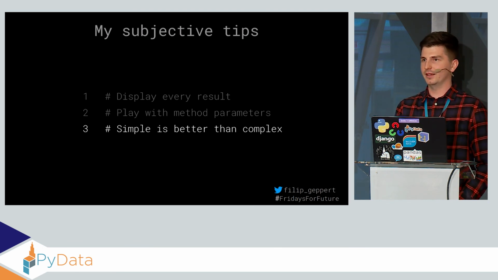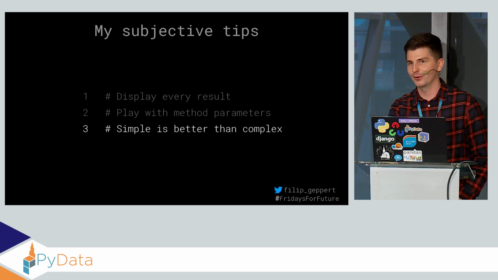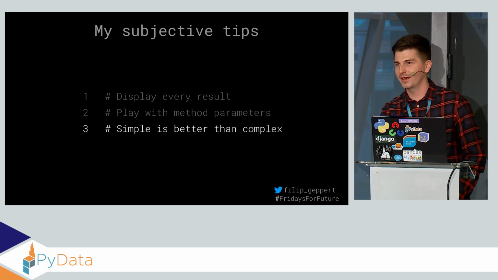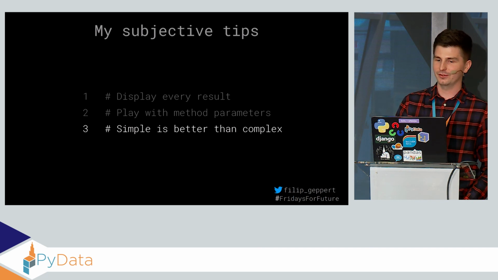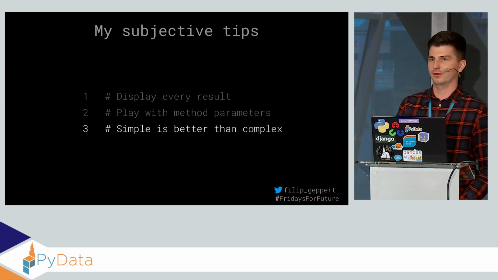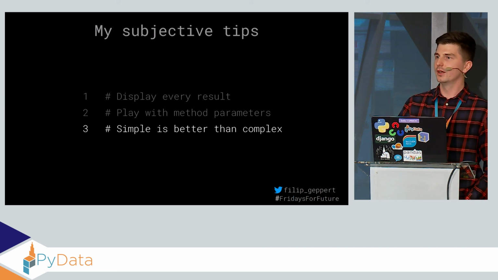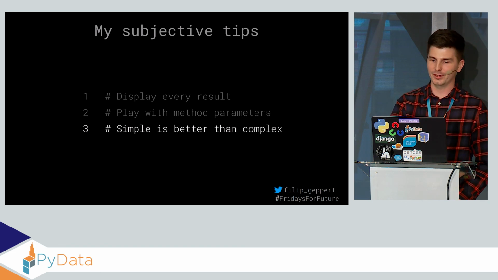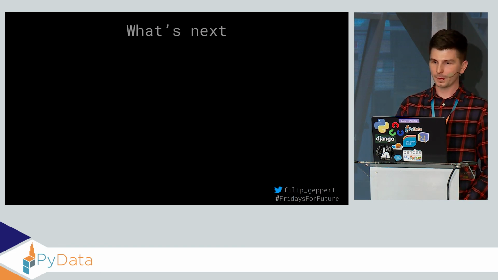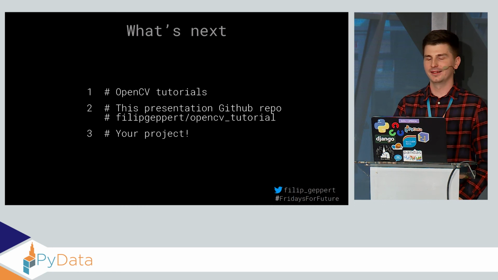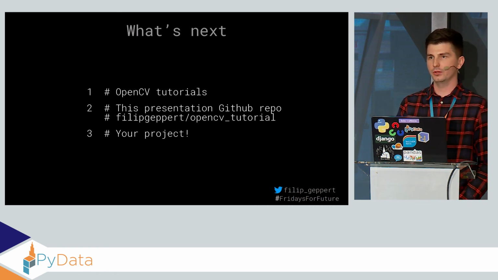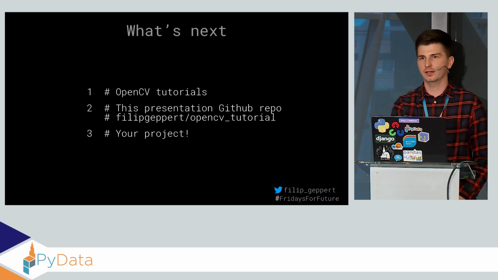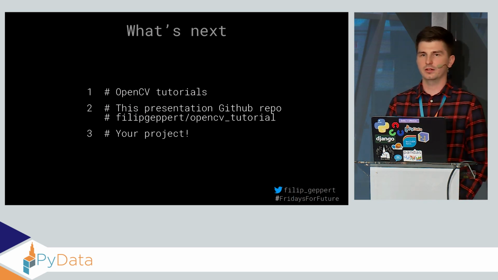And finally, simple is better than complex. So before going with neural nets, start with something simple that you can do in OpenCV in a few lines, or slightly more than a few. Check the results, validate your results, and if this doesn't work, of course, go with something more complicated. What's next? There are really great tutorials provided by the OpenCV community. So I invite you to check their documentation, see their tutorials.